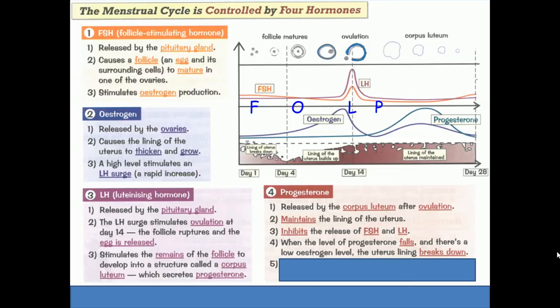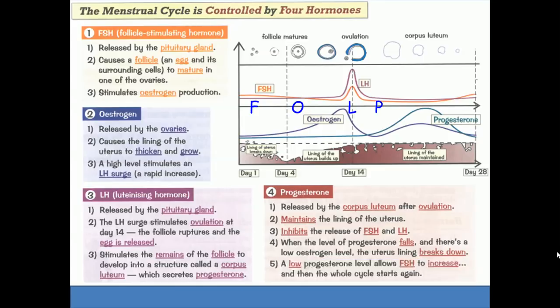Obviously the corpus luteum then breaks down, and this causes a decrease in progesterone. Since its function is to maintain the uterus lining thickness, a decrease in progesterone concentration will cause the thickness of the uterus lining to decrease because it will break down, and that causes menstruation. The other thing progesterone did is inhibit FSH and LH, so a decrease in progesterone concentration means that the FSH concentration could increase again to start the menstrual cycle.